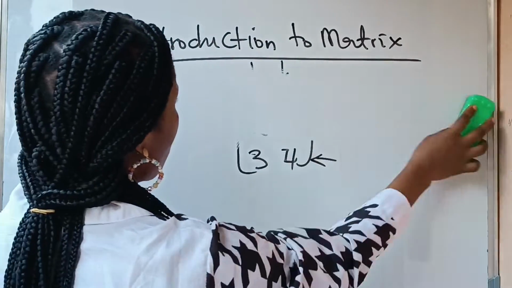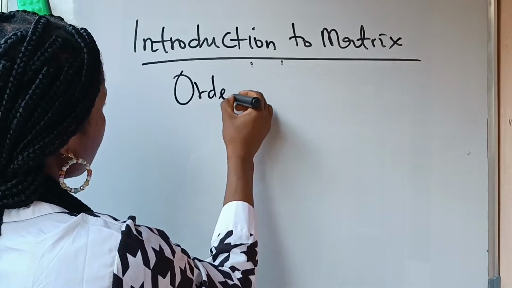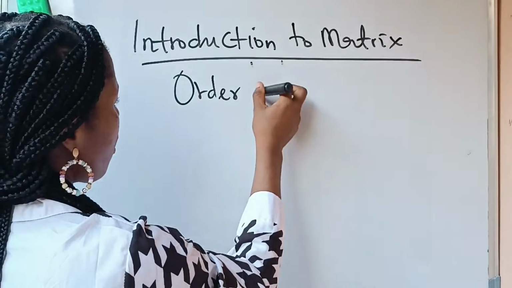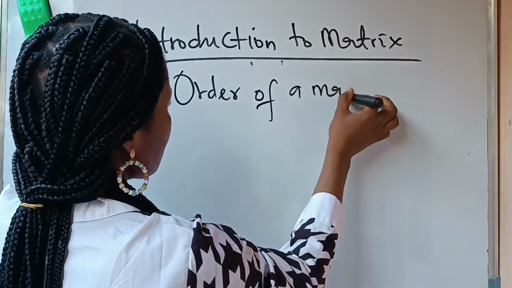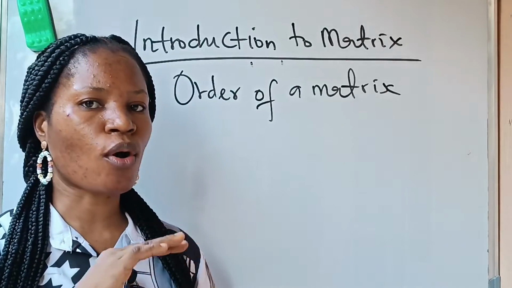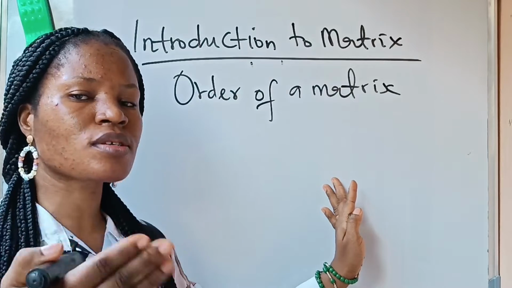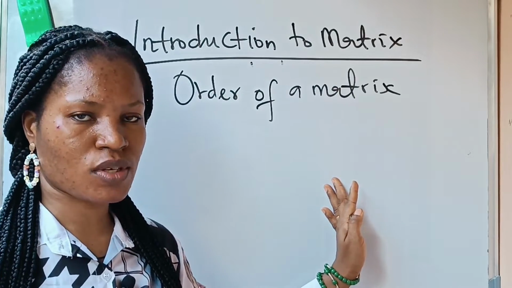Now, what is the order of a matrix? For you to name the order of a matrix, you name your rows first before your columns. You see why I was trying to explain the meaning of rows and the meaning of columns of a matrix.